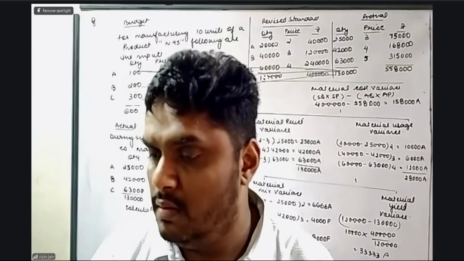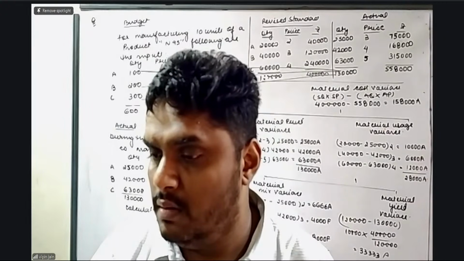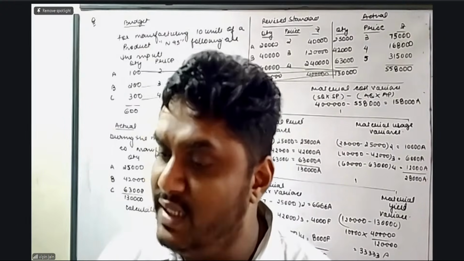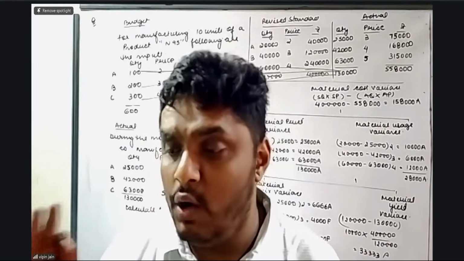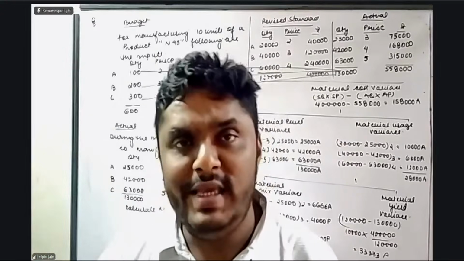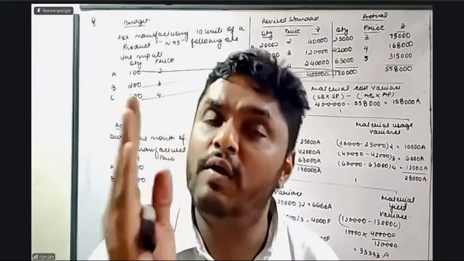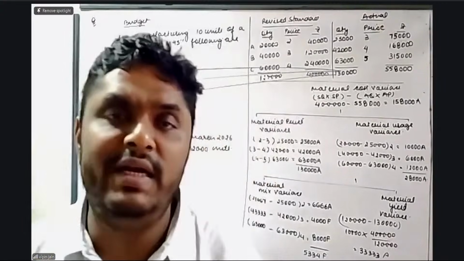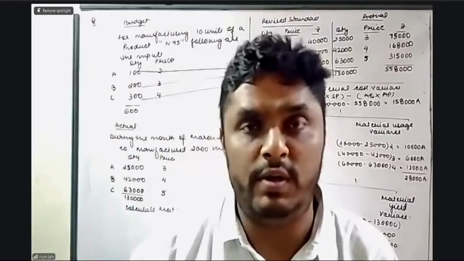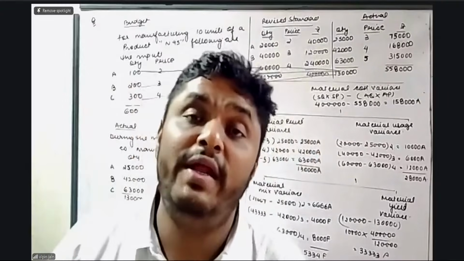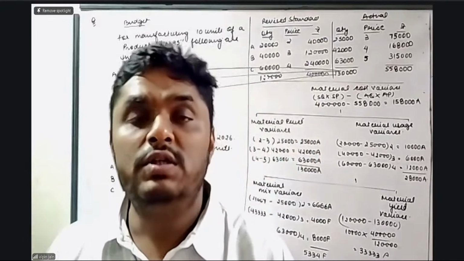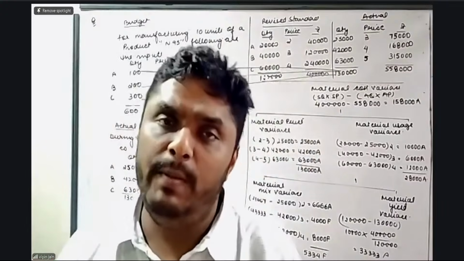Then we'll be calculating the revised standard. After deducting normal loss, for the revised standard, we have to always check the output. If the output is the same, no need to calculate revised standard. But if the output is different, be it of even 100 units, let's say budgeted data is given for 2,000 units of output and actual data is given for 1,800 units of output, in that case also we have to prepare the revised standard.